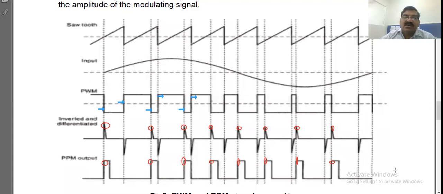We are also going to do the practical for this. Is there any question here about pulse position modulation and pulse width modulation, as well as the previous topics?